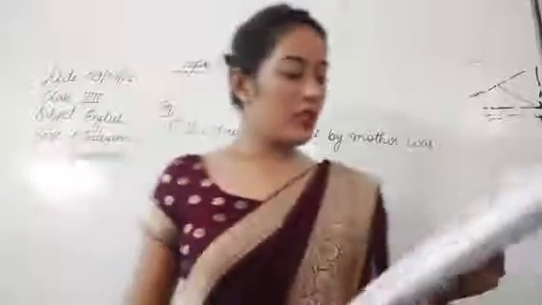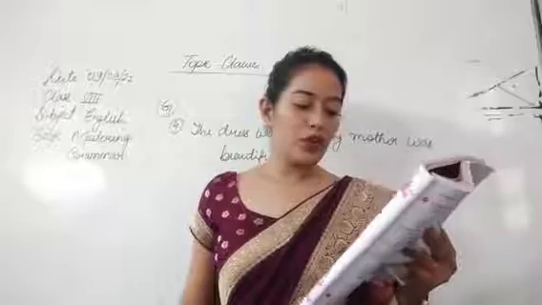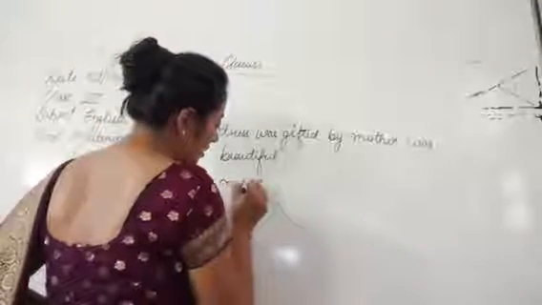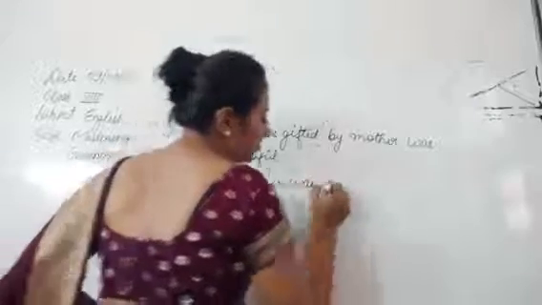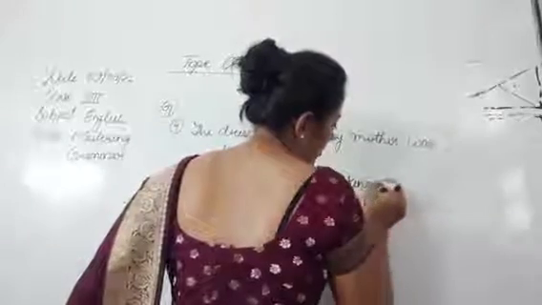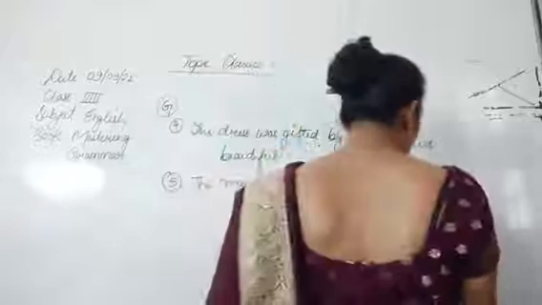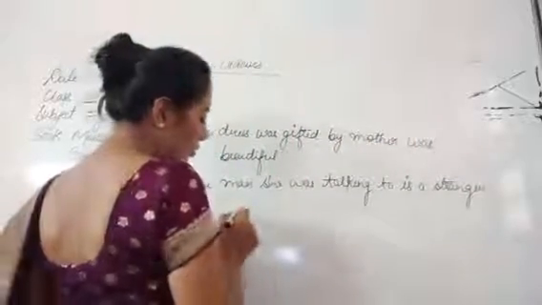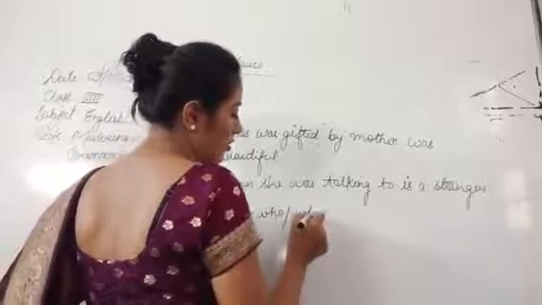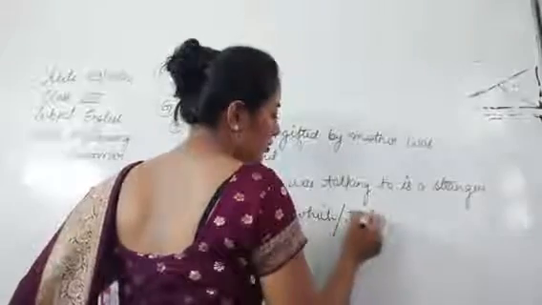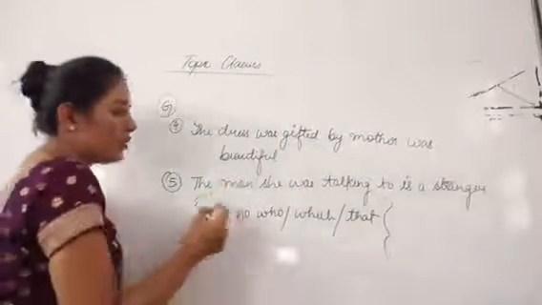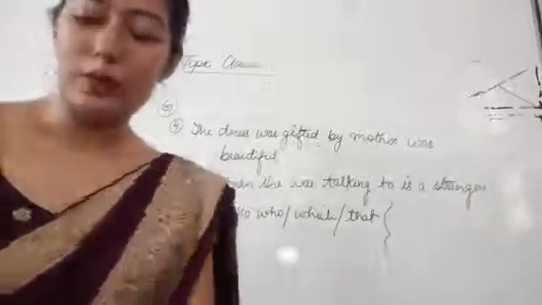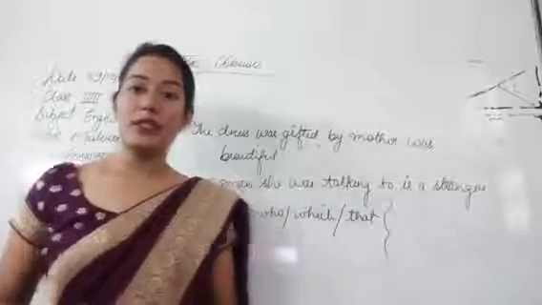And the last sentence, the man she was talking to is a stranger. So in this there is nothing to omit. The sentence is: the man she was talking to is a stranger. So the sentence would remain the same because there is no who, which or that. So there is no such word in this particular sentence. The man she was talking to is a stranger. Am I clear, students? So please take down the screenshot.